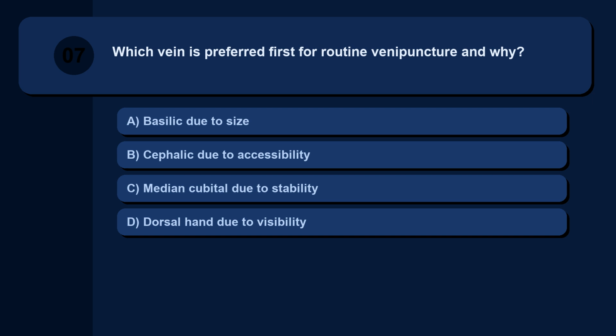Question 7. Which vein is preferred first for routine venipuncture and why? Basilic due to size. Cephalic due to accessibility. Median cubital due to stability. Dorsal hand due to visibility.